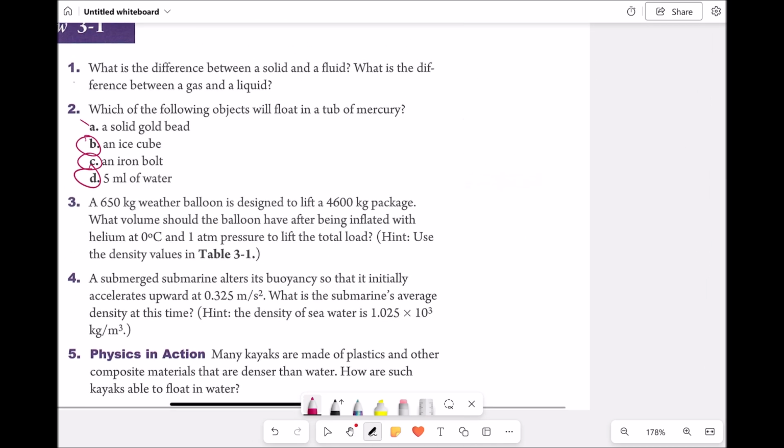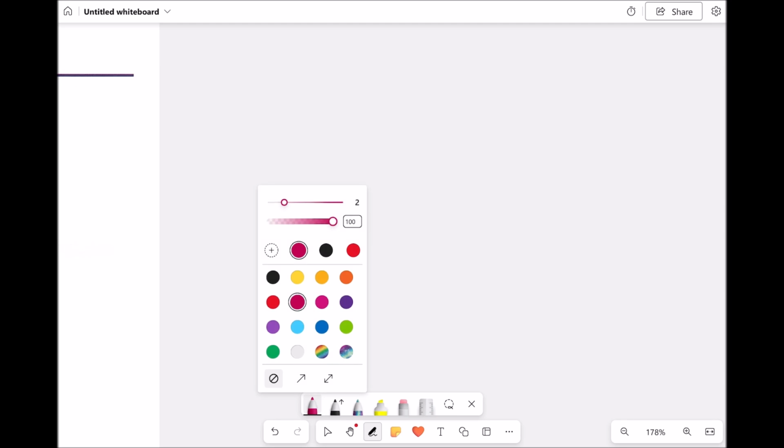Now you have question 3. It says a 650 kilogram weather balloon is designed to lift a 4,600 kilogram package. What volume should the balloon have after being inflated with helium at 0 Celsius and 1 atmospheric pressure to lift the total load? So it needs the volume of the balloon. Now guys, let's write the givens first, and then calculate the volume.